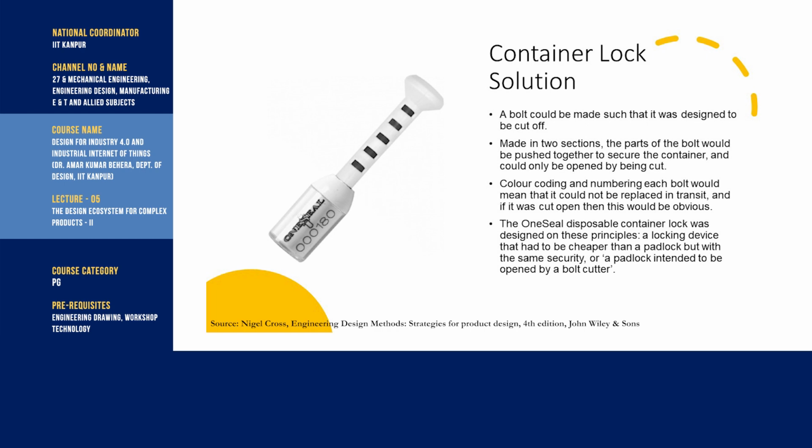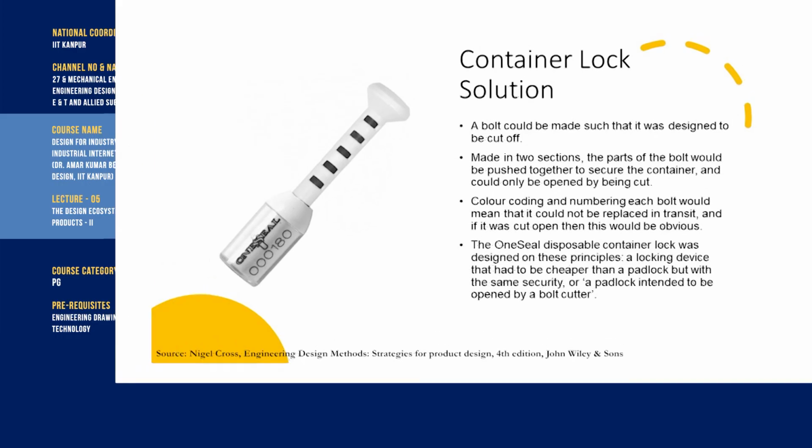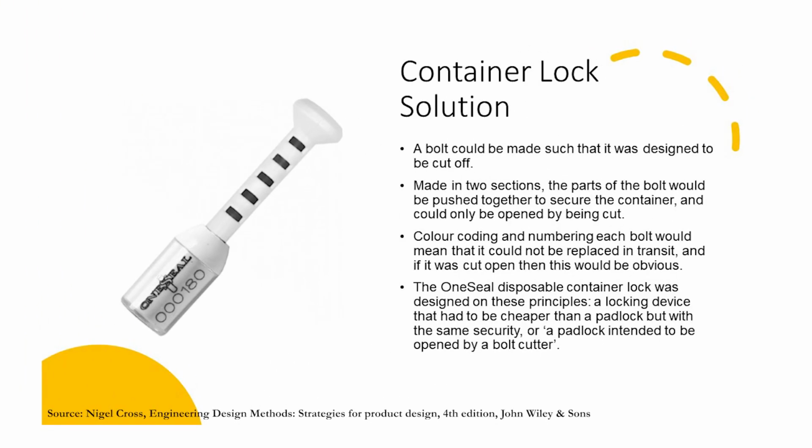So, this is known as the one seal disposable container lock, and it was based on certain key principles: a locking device that had to be cheaper than a padlock, but with the same security, or a padlock intended to be opened by a bolt cutter. So, basically it was also meant to be cheaper. Yeah, that was one of the constraints on the design, otherwise some of the crazy ideas, like the electronic code, etc., would have made it. It was a mechanical solution and was such that it was tamper proof.